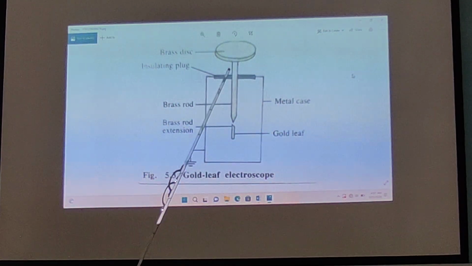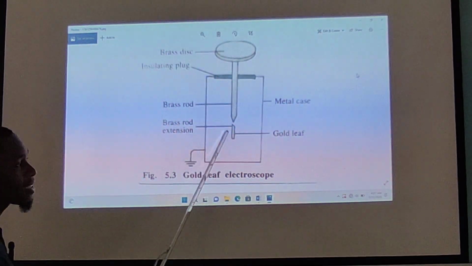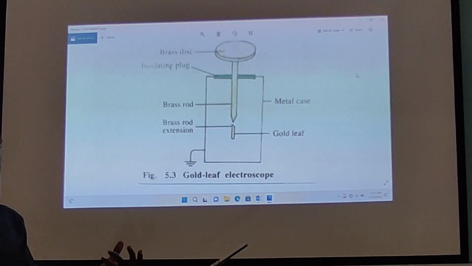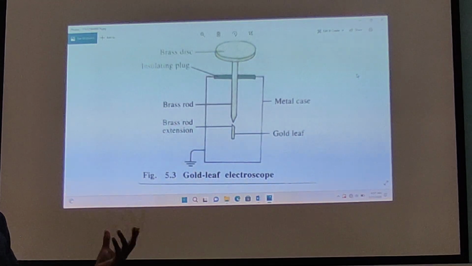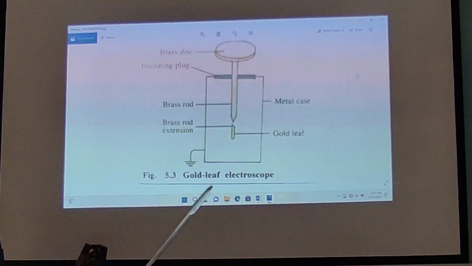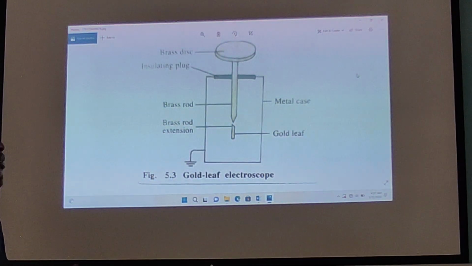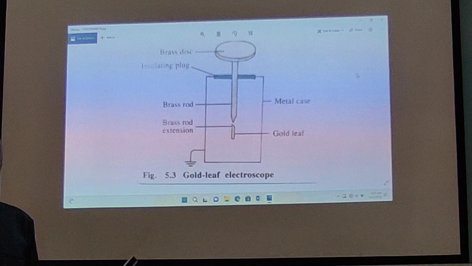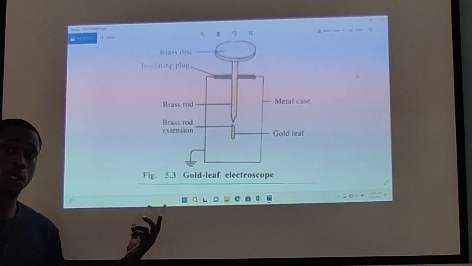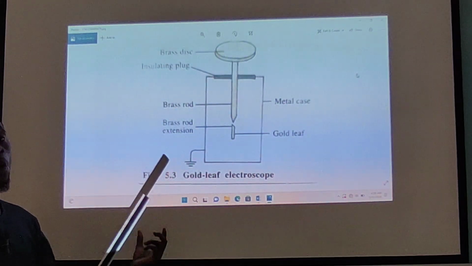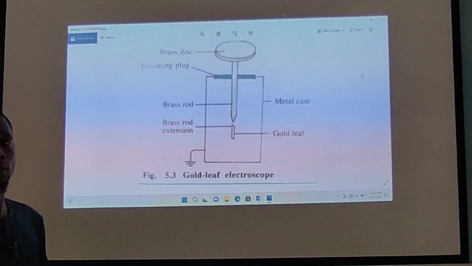And then this is a metal case that is most times made of glass, so that the action taking place inside, at the gold leaf, can be seen. So this is a metal case, but in most cases it is made of glass. The case is normally glass. And then here is earthed, so it is connected to the ground. So this is the gold leaf electroscope. We are going to continue on how we use this gold leaf electroscope to do all the things that we have mentioned.